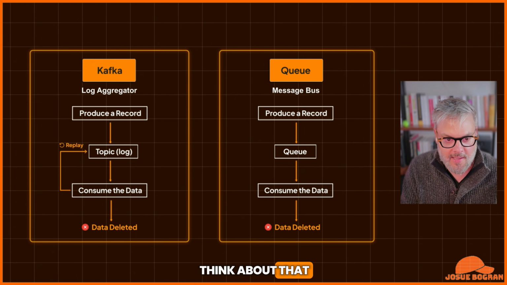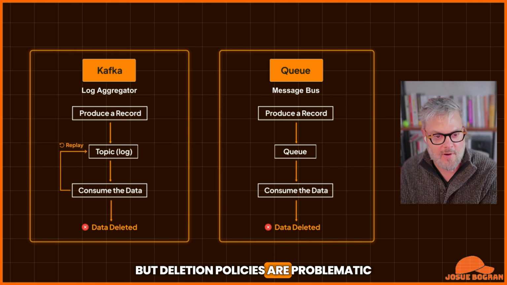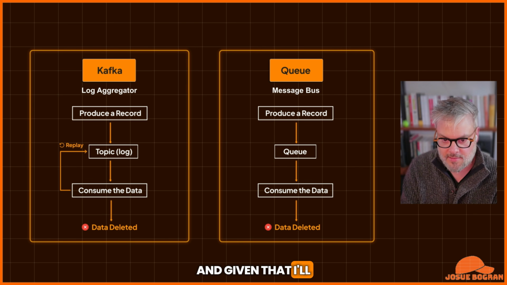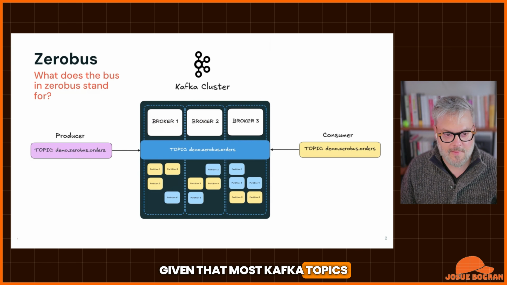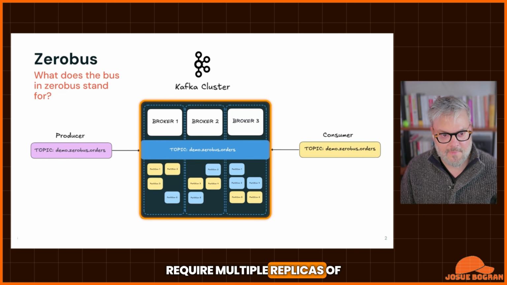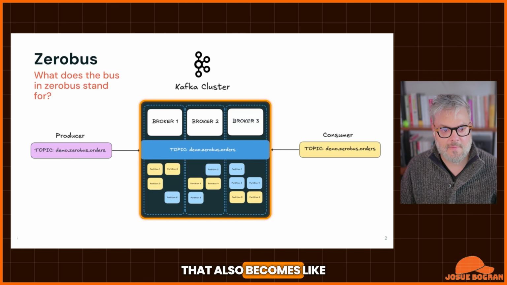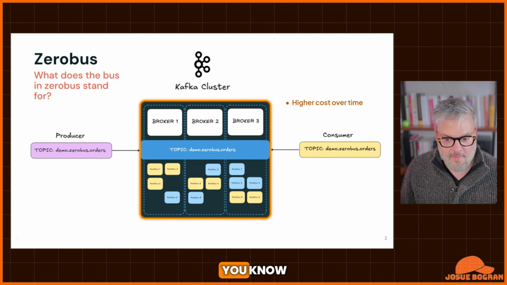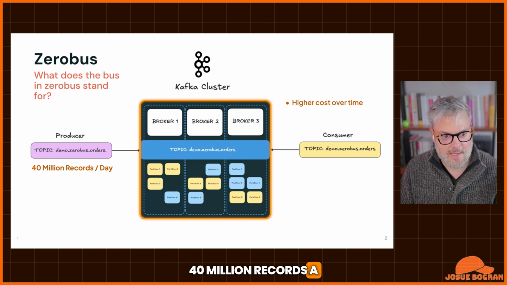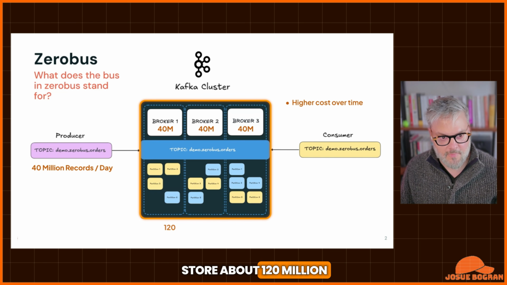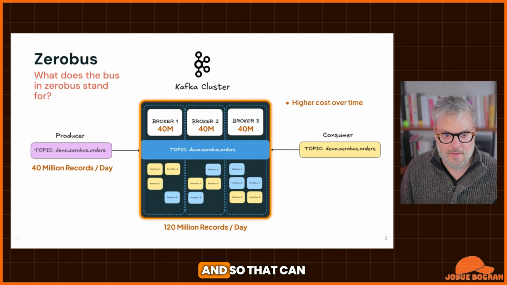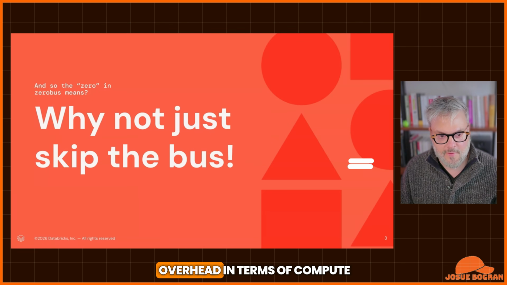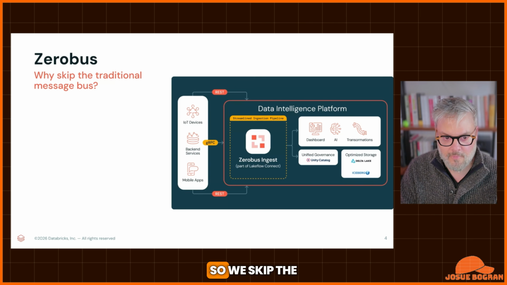That's really nice, but deletion policies are problematic if you want to be able to read for a long time. Given that most Kafka topics require multiple replicas of the same data set, that also becomes more of a cost burden over time, depending on the size of the topic. If you have 40 million records a day coming in, you actually have to store about 120 million records to make sure that you don't lose any data. That can scale across all topics at a company, and becomes a gigantic overhead in terms of compute.